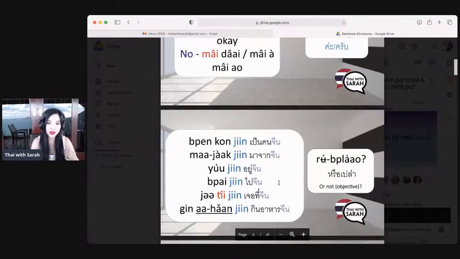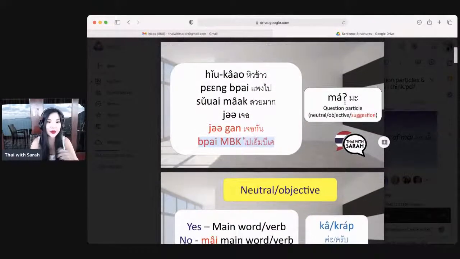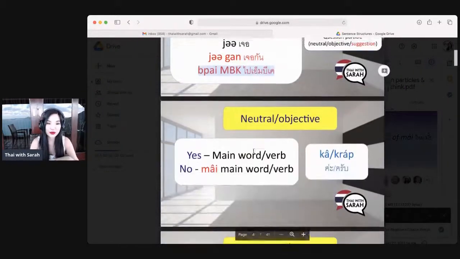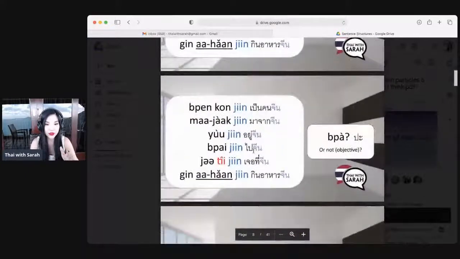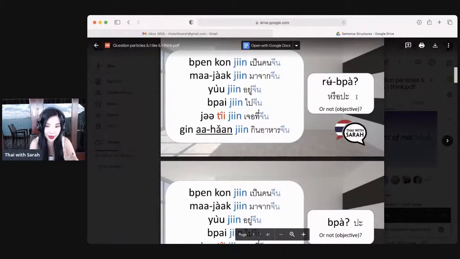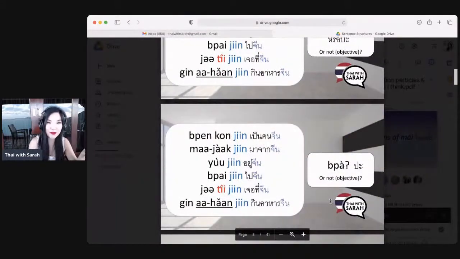For example, here's one. If I say, by MBK ma or mai, it could mean, so are we going to MBK? Or it could be a suggestion, like, shall we go to MBK? So that's a nuance that I'll be teaching in the course. All right, let's move on. I also teach rupa, a shortened pa. You've probably heard pa. If I say pa, it means go, the short version of to go. But if I say pa at the end of a sentence, it actually means rupa, or not.